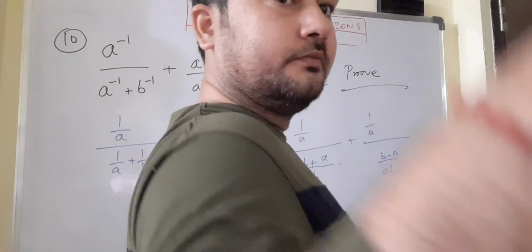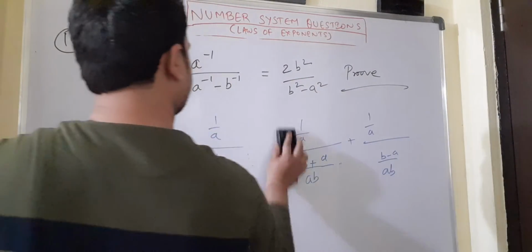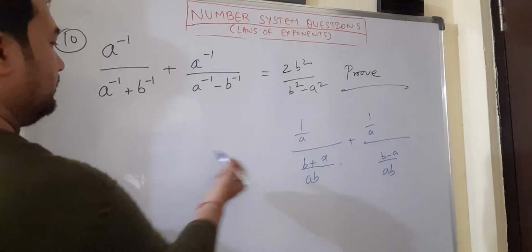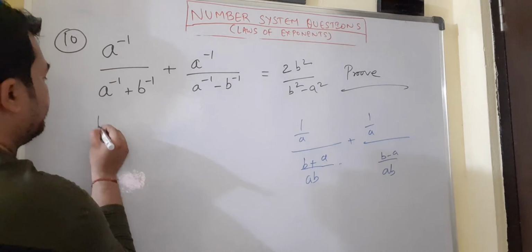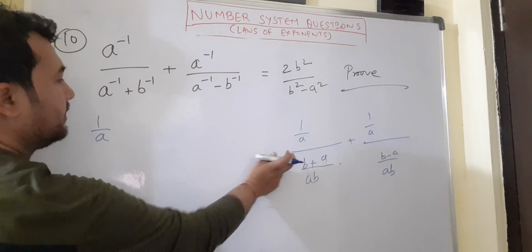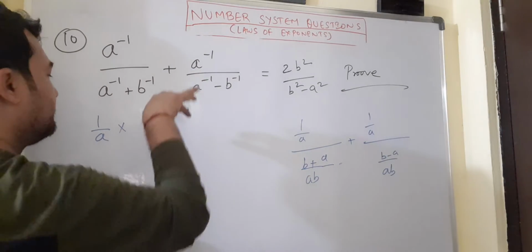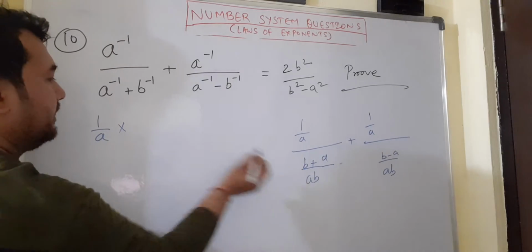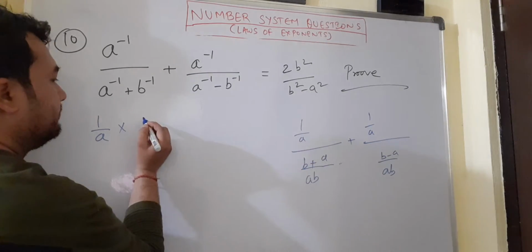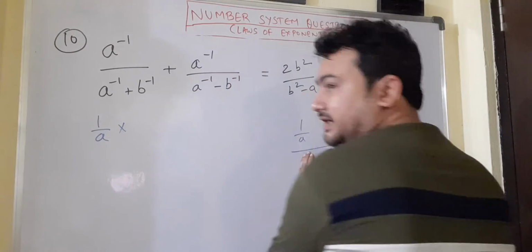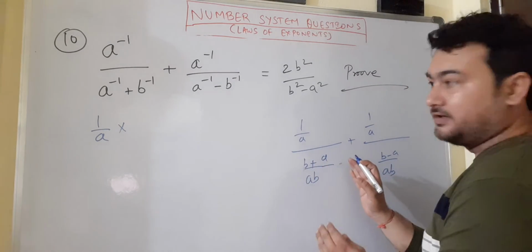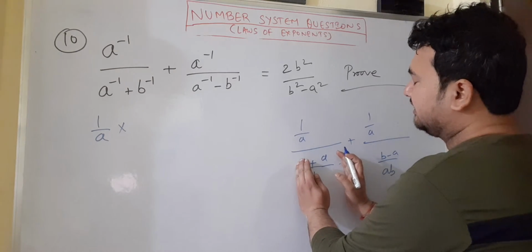Now you see, 1/A, this is division. When division converts into multiplication, the denominator becomes the numerator, and the denominator of the denominator is the numerator. This whole part is getting divided: (B plus A)/AB is going to divide it.